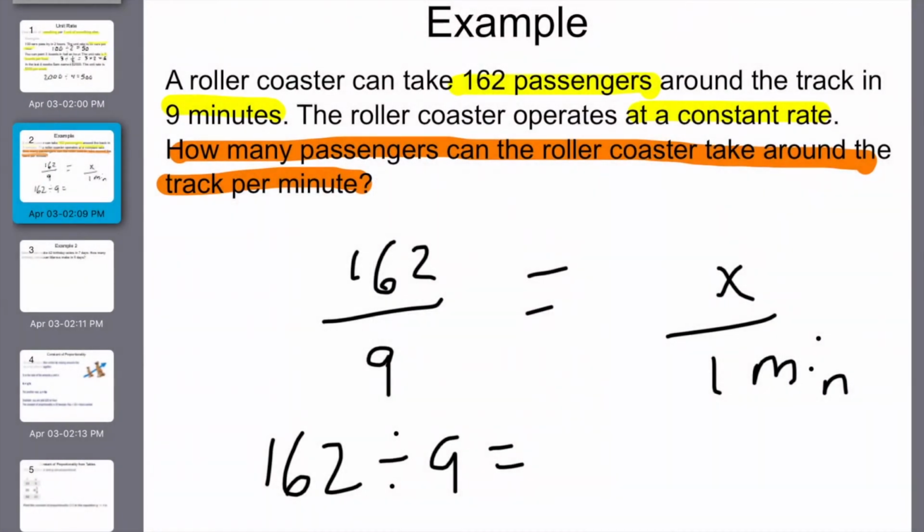So they can take 18 passengers per minute. And I'm sorry that the handwriting isn't great. I'm trying to write with my finger on an iPad. So let's try one more example.